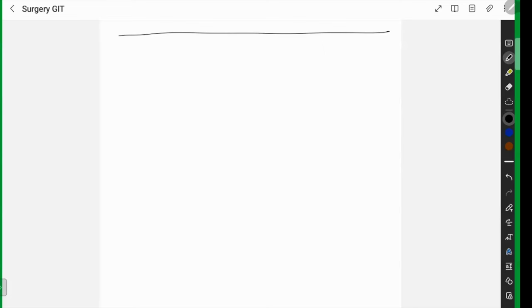Within 5 minutes, we revised whatever we discussed in the last 1.5 hours. So clear. Next, we are going to discuss a very important topic, Barrett's esophagus and esophageal cancer.